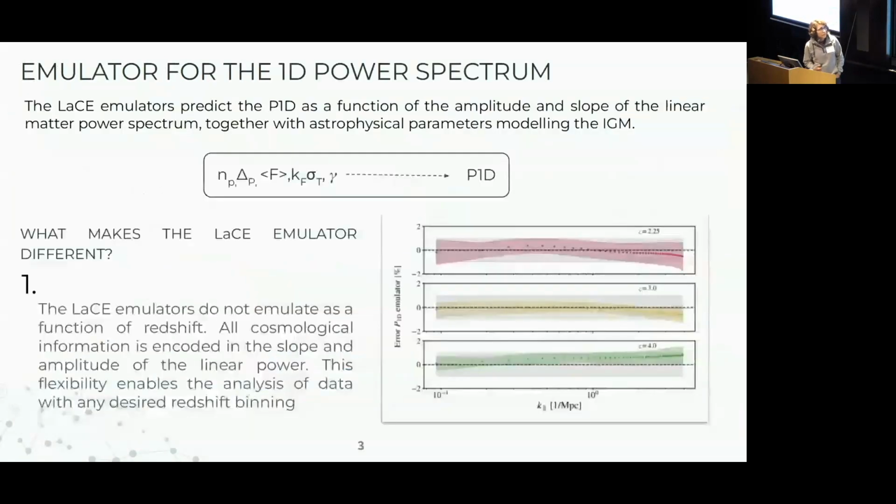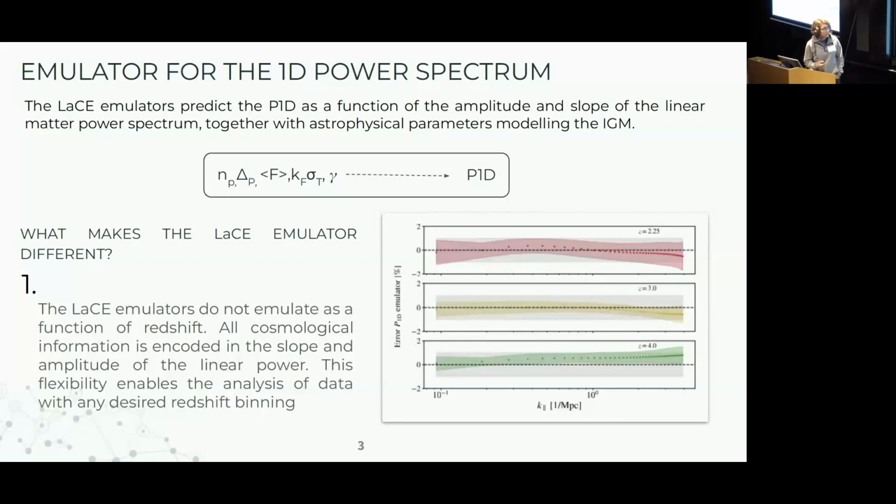So in Barcelona, we are developing what we call the LACE emulators, which predict the P1D as a function of the amplitude and slope of the linear matter power spectrum, together with other parameters describing the IGM. So I guess the question is, what makes LACE different from other emulators?